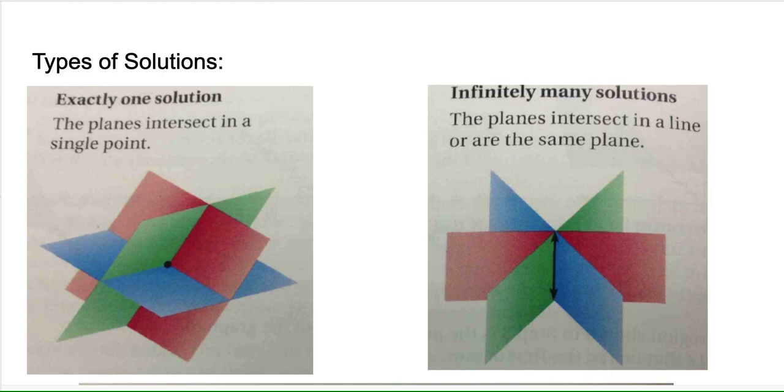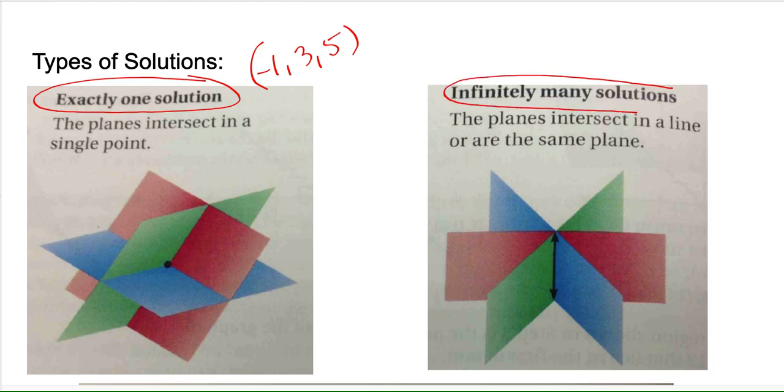So you could have different types of solutions for these. We can have where there's exactly one solution. That'd be where it simply works out. Let's say you got like negative 1, 3, 5. That would be your one solution. Okay? You could have infinitely many solutions.